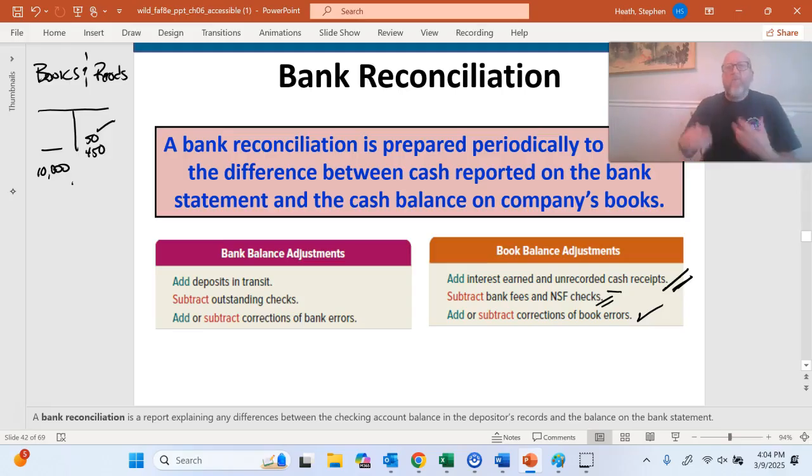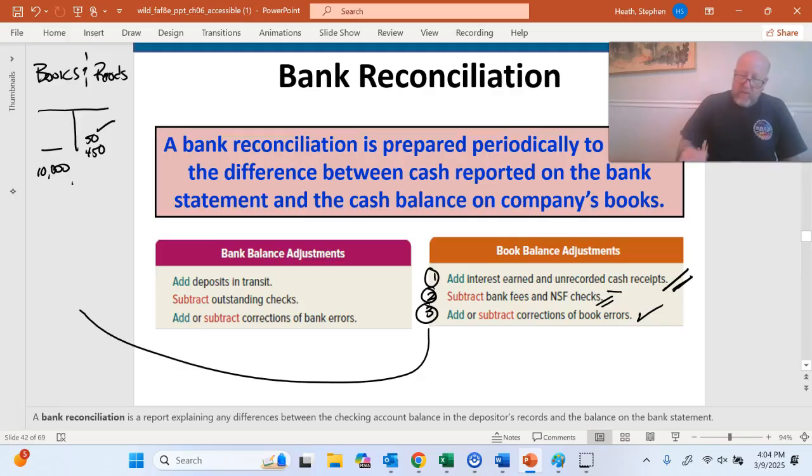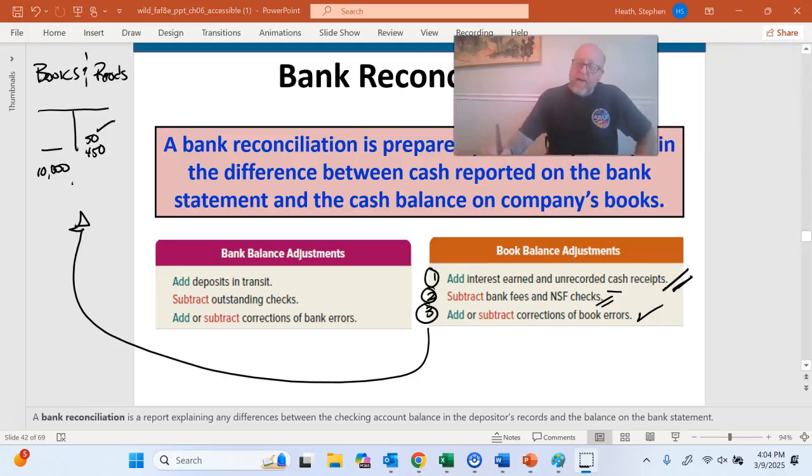Okay, so we're going to go through this in an example, but these three things are what we need to do to the books and records in order to reconcile or come up with a number for the books and records. On the other hand, for the bank statement, I'm going to have a bank statement and it's going to have all of this information in it. But in addition, I have to adjust the bank statement for these instances.